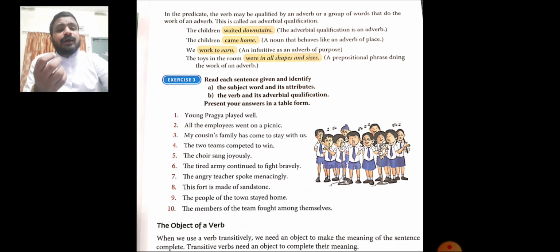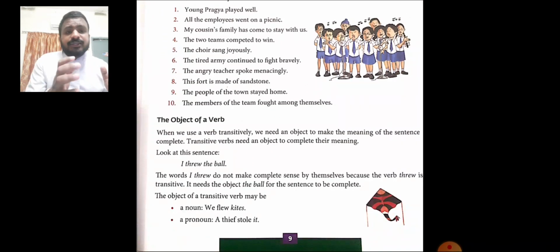Now, what we are going to see is the object of a verb. As you know, the verb can be divided into two: transitive verb and intransitive verb. First of all, we shall see the transitive verb and how the object behaves with a transitive verb. And as you know, an object is always needed if you use a transitive verb, or else the meaning will be incomplete.